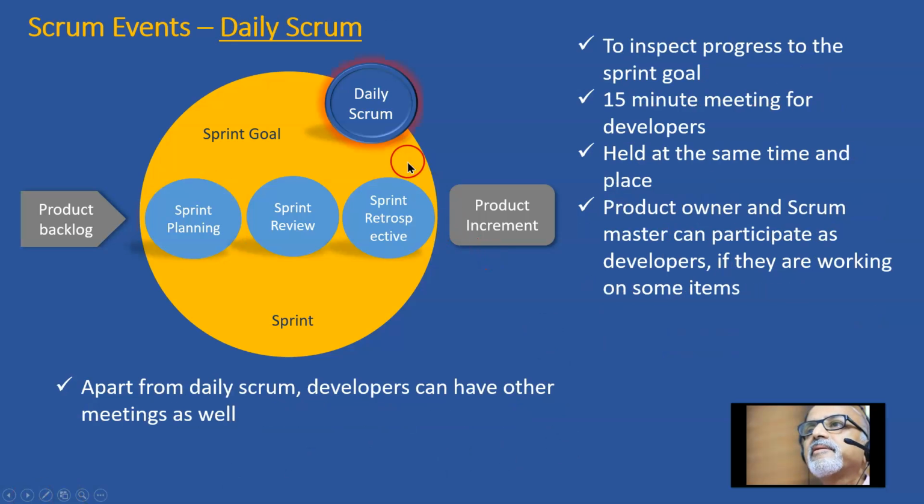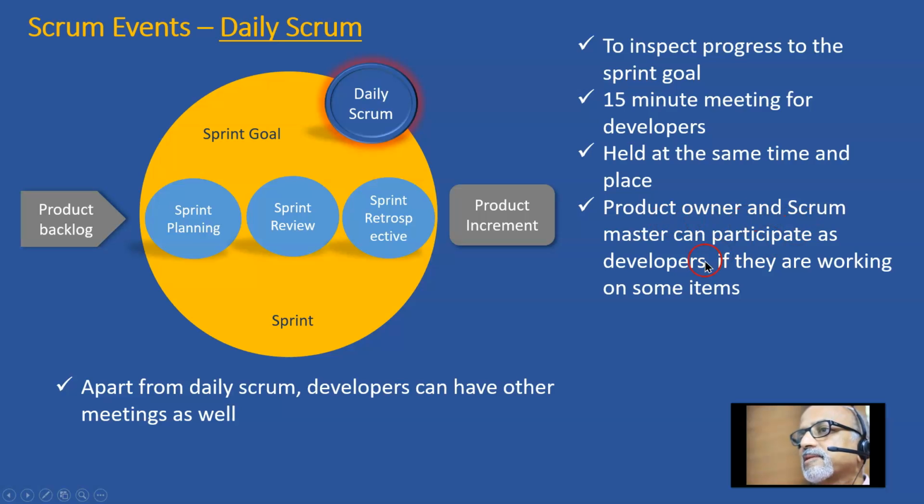Then the daily scrum. Daily scrum is also known as the daily stand-up meeting. It is to inspect the progress towards the sprint goal. So every day we track the progress towards the sprint goal. Very often we use the burn down chart to do it. It's a 15-minute meeting for the developers. So it is a developers meeting held at the same time and place. That makes the scheduling easier.